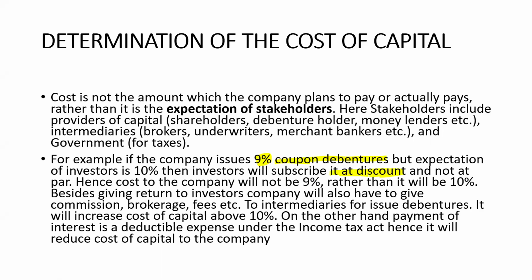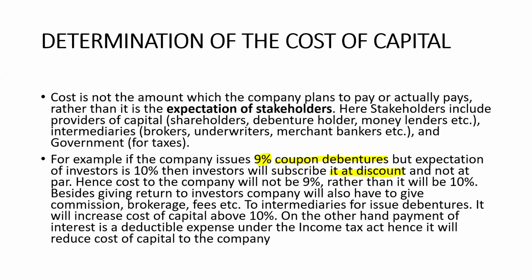Discount basically means that when the coupon is not paid, at the end of the day you do the calculation of future value equal to present value into 1 plus rate of interest to the power time. If that gives you your required cost of capital, that can be considered here. Hence the cost of capital will not be 9%; rather it would be 10%.